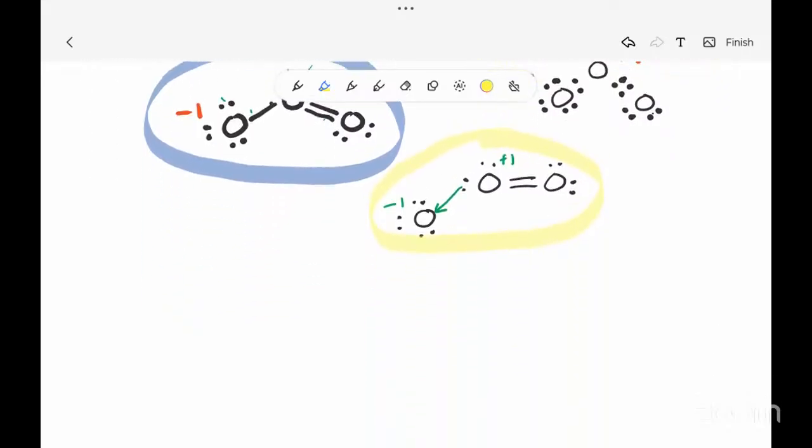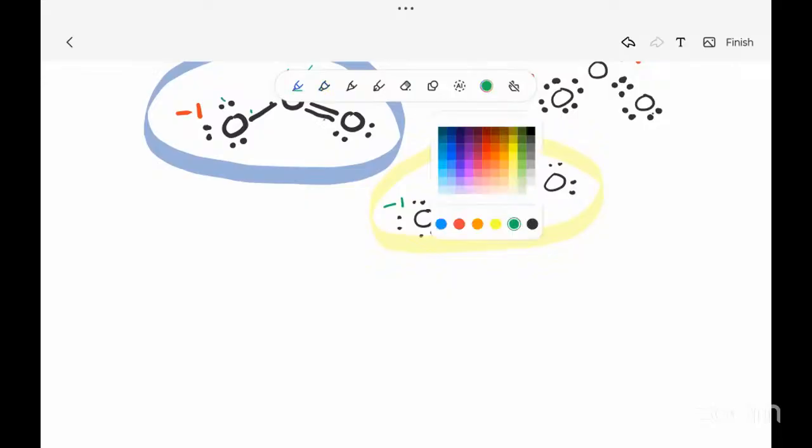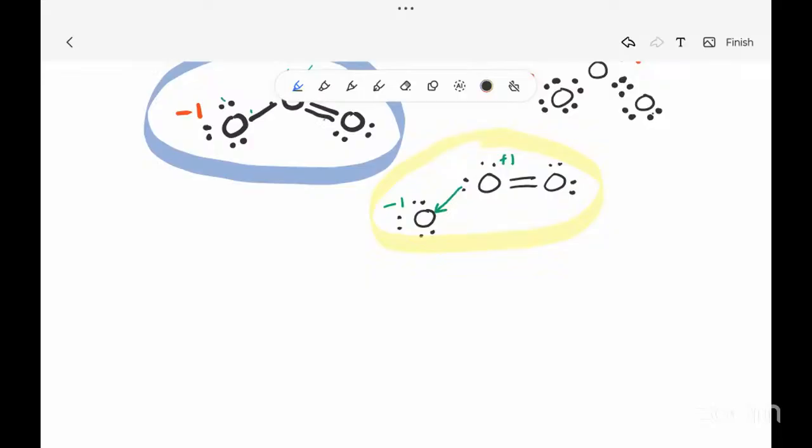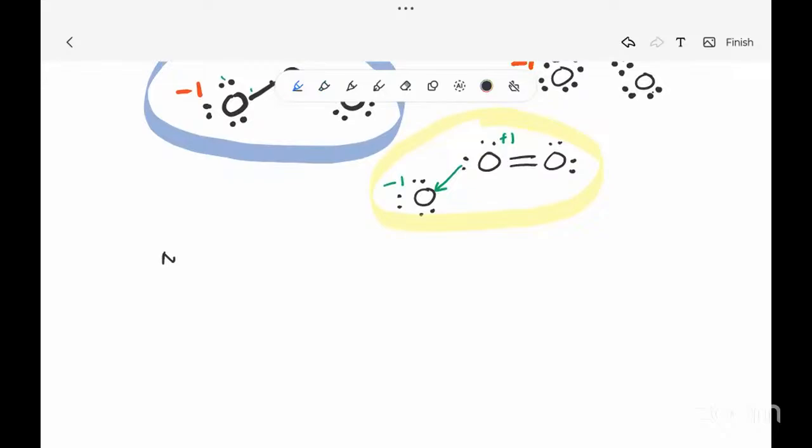Now let's go to the next one. Ozone is a special one, right? Then we have been given NO2F. This is from what was given in the class. I may not have time to do all of these in class.